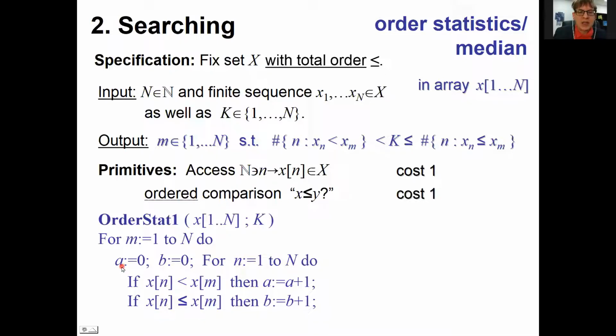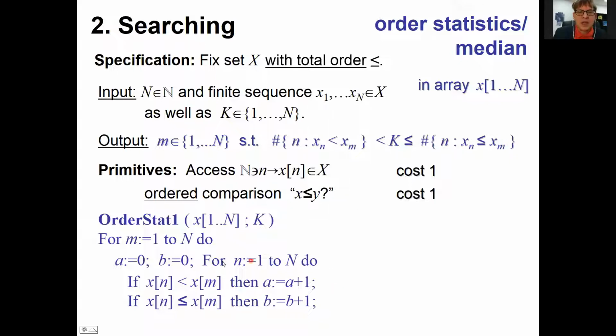So small a is going to count the left side of this inequality, the number of indices of elements which are strictly less. That's what you see here. If the element at xn is strictly less, then increase the count a. If the element is less or equal, then increase the count b.